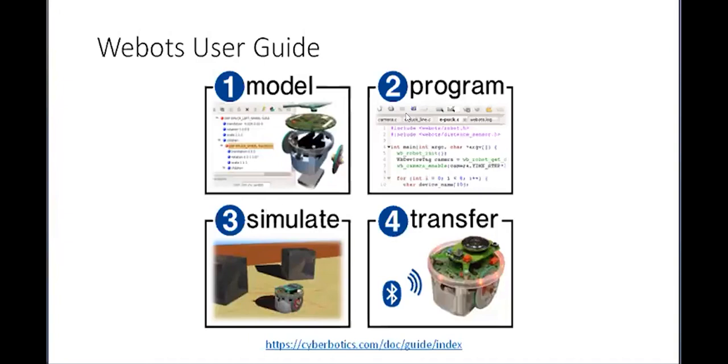And then you can even devise your own controllers for your robots. And then you can start the simulation. If it works, fine; if it does not work, you can go back and change your algorithm. And then somehow you can get the simulation working, and only then go to the transfer. You can even use wireless communication to transfer your controllers to the robot and start the emulation.